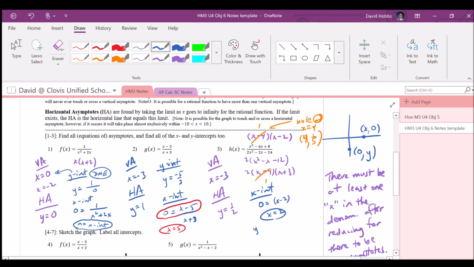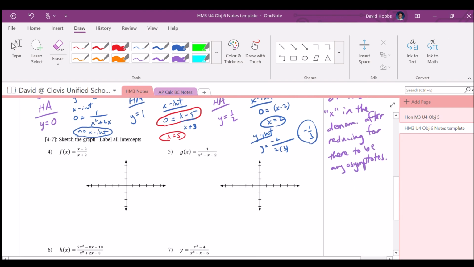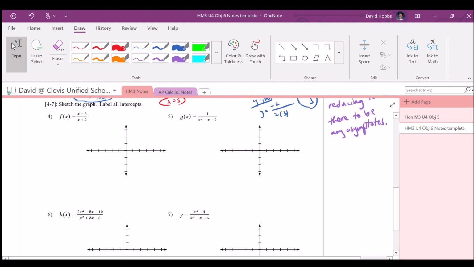Okay, y-intercept. If we plug in 0 for the remaining x's, I get negative 2 over 2 times 3, which reduces to negative 1/3. Okay, kind of cramped for space a little bit here, but anyway, moving on. Now we're going to do all that same stuff, but then we're going to do the sketch of the graph that goes with it.